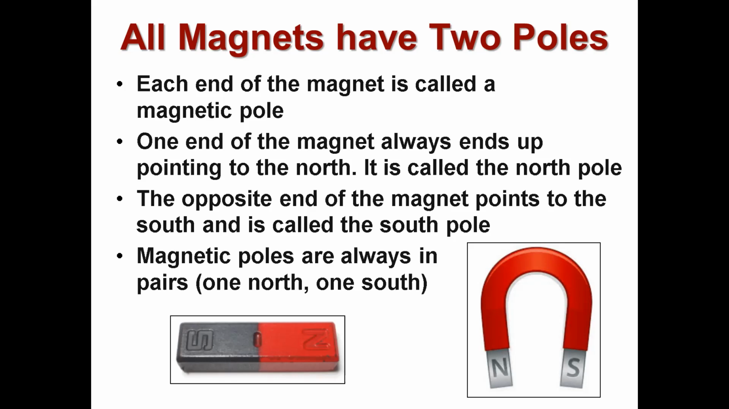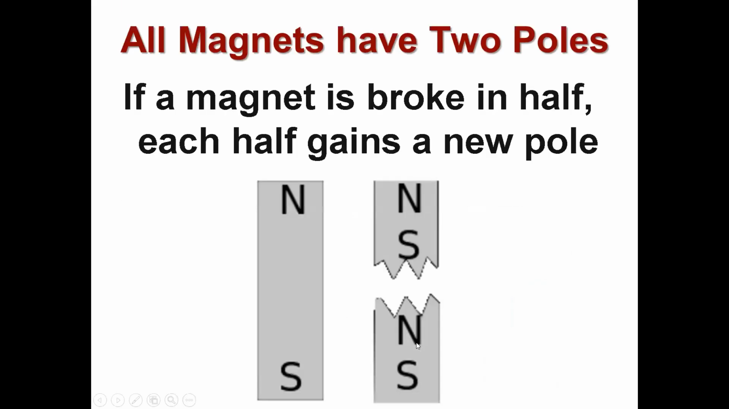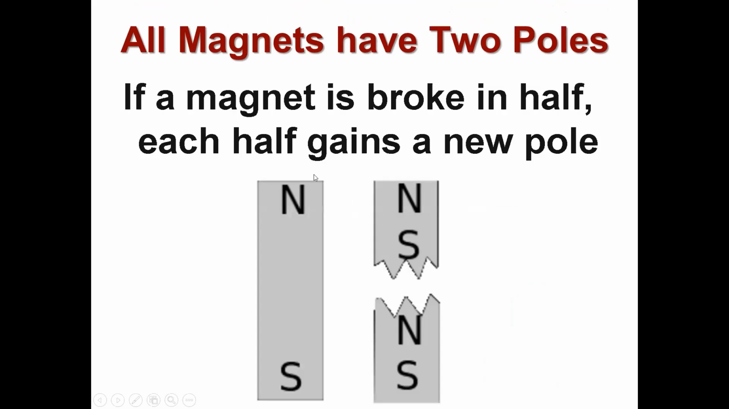Even if you cut it, you must have south and north. So each magnet must have a pair of poles, one north and one south, not north and north or south and south. And if a magnet is broken in half, each half gains a new pole.